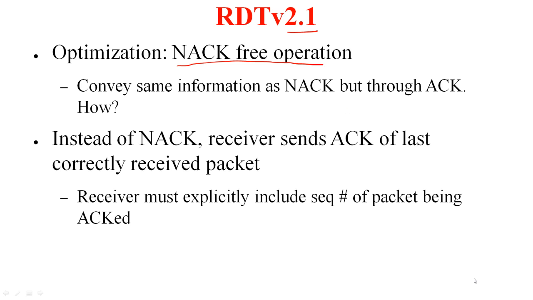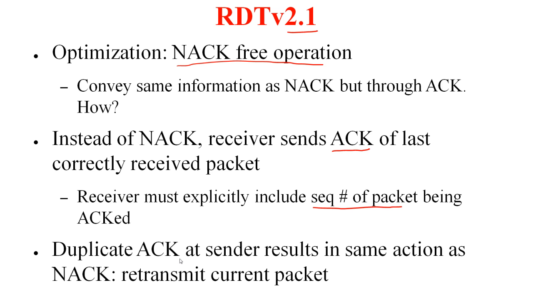So here is the answer. Instead of sending a NAK, what the receiver can do is send an ACK of the last correctly received packet. In this case, because it is ACKing some last correctly received packet, it needs to include the sequence number of the packet being ACKed. Until now, the ACKs we have seen in versions until 2 did not carry any sequence number, but from here on they need to carry the sequence number of packets being ACKed. Now what does the sender do? If the sender sees a duplicate ACK, it can interpret it as a NAK and retransmit the current packet.